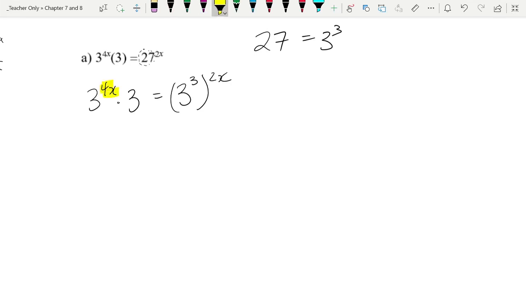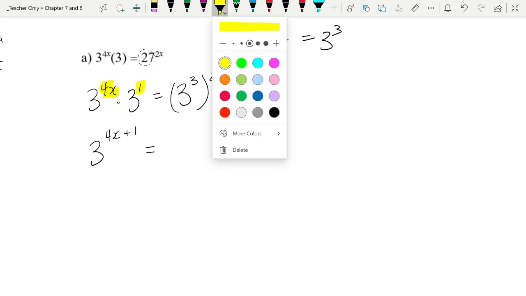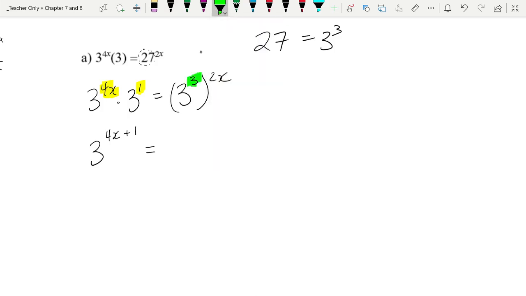This exponent here and this exponent here, and it probably looks like I highlighted empty space, but remember, 3 means 3 to the power of 1, right? So those two exponents there are going to add together because you're multiplying together two powers that have the same base. So that's 3 to the 4x plus 1. Here, these two powers are going to multiply because that's the power law of when you take a power of a power. So this is going to be 3 to the 6x.